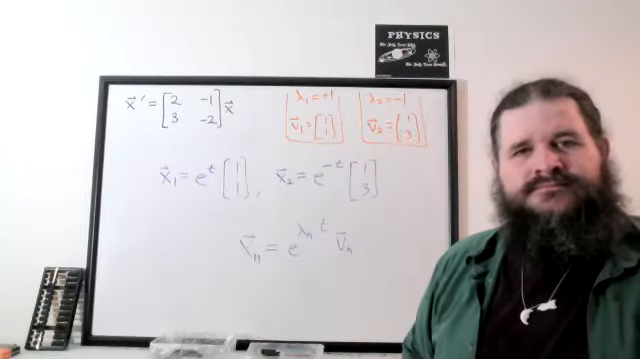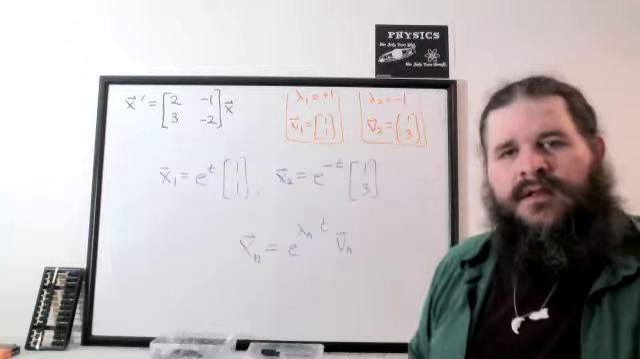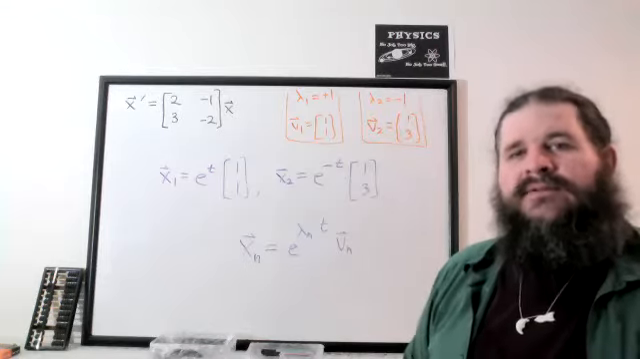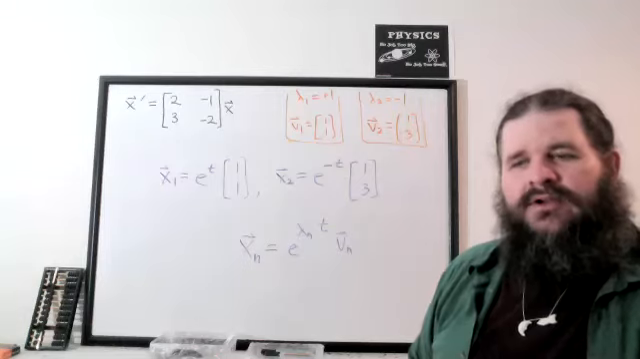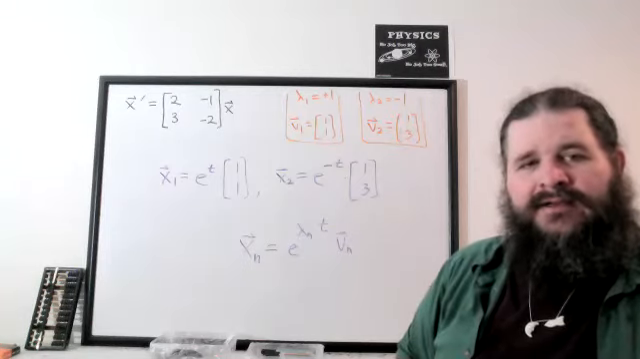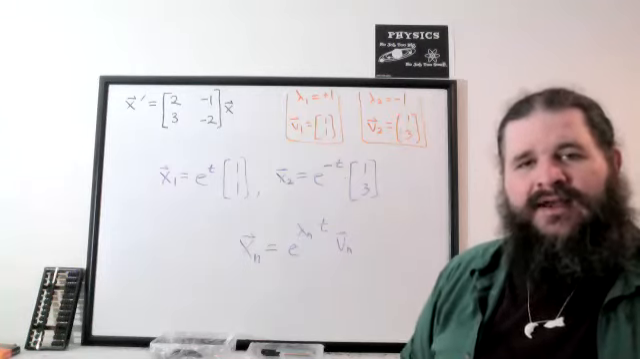I know that I have some examples where you get a complex eigenvalue. If the eigenvalue is complex, then you would use Euler's formula as we did in chapter 3 to turn it into sine and cosine.